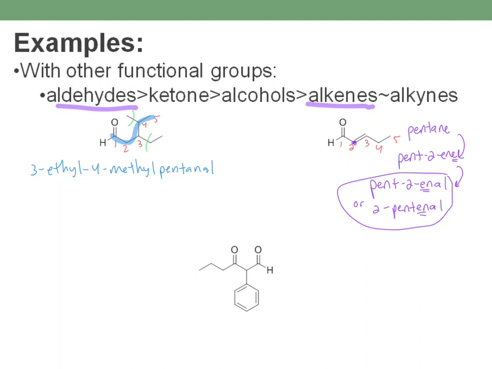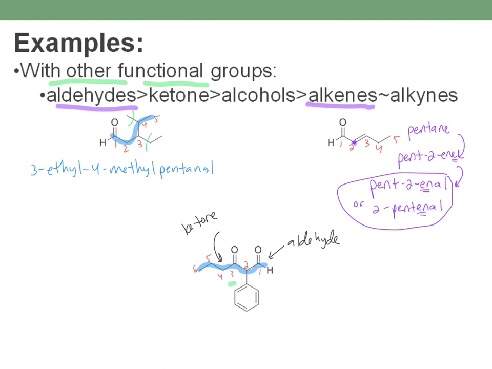The last one's a little more complicated because I have multiple functional groups in here. Not only do I have an aldehyde, but I also have a ketone. Now you'll note that aldehydes are a higher priority than ketones. So my aldehyde is going to be the thing that determines my numbering. So I'm going to say number 1, number 2, number 3, 4, 5, and 6. So I have a hexanal. My parent chain runs like this, like I just drew it.